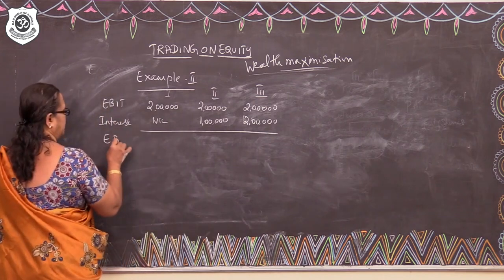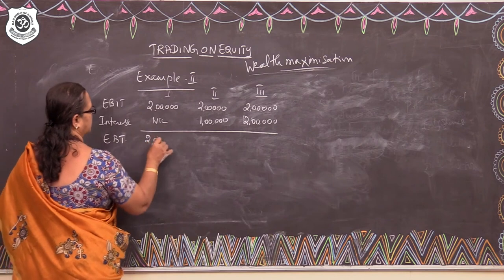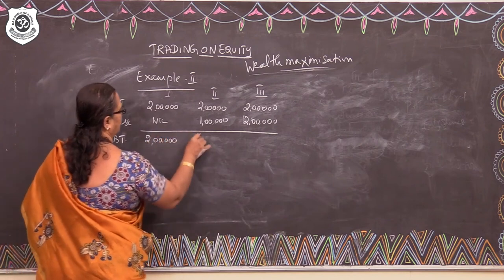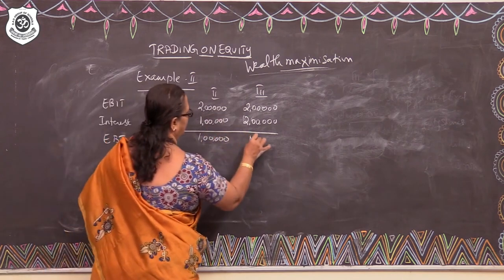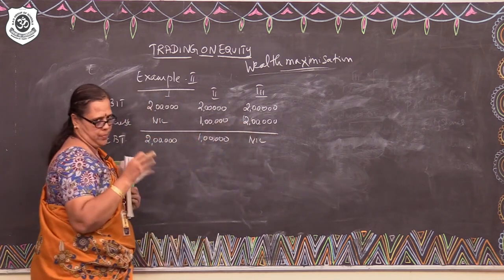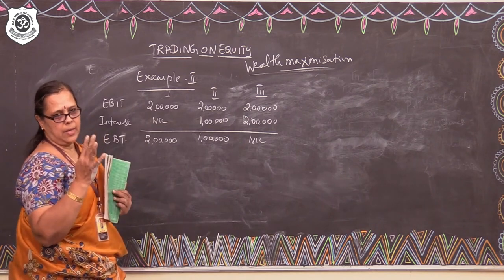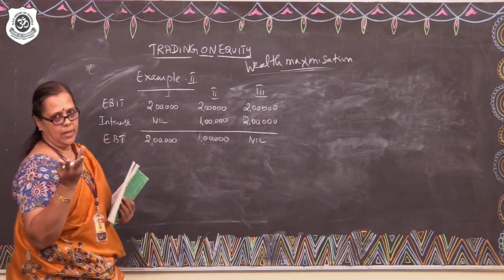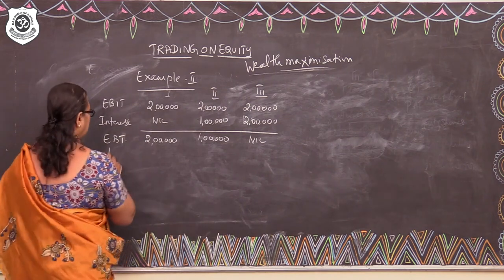Now what happens? Earnings before tax remains 2 lakhs here. You have 1 lakh here, and there is no profit available because profit is gone. The whole amount of profit earned is gone in the form of interest commitment. So the company has got nothing to retain.